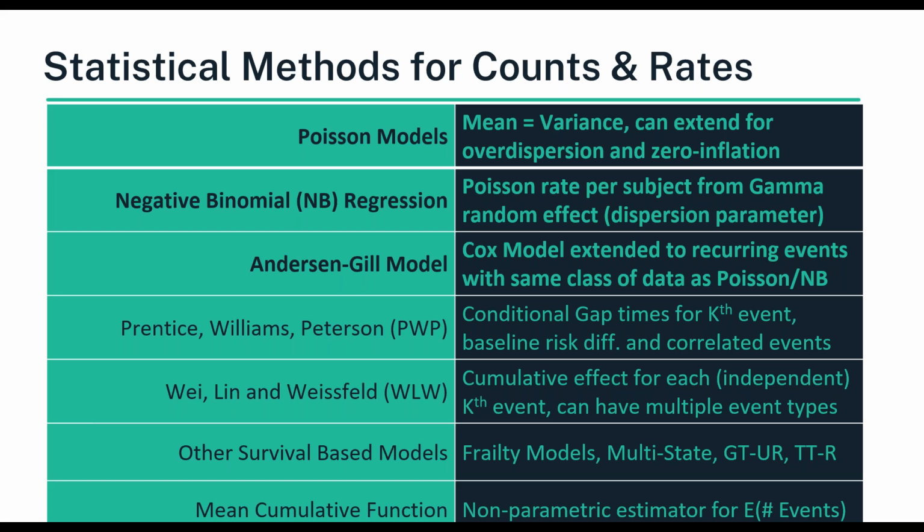There are also many other survival-based models, like for example, frailty models, which can incorporate random effects on the hazard rates, and then many other models, but I won't discuss those here now. But the final method shown here is the mean cumulative function. So this is essentially quite similar to the idea of a Kaplan-Meier estimate, where effectively you just have a non-parametric estimate for the number of events at a given time.